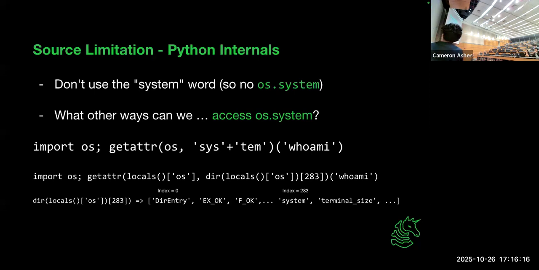And then here's a little fun fact about Python internals. You can call this locals function to get the local variables, and then you can call this dir function, which will give you all of the attributes on an object. And as it happens, the 283rd attribute is system on os. So there you go. This whole thing just calls os.system, exact same as everything else we've seen.